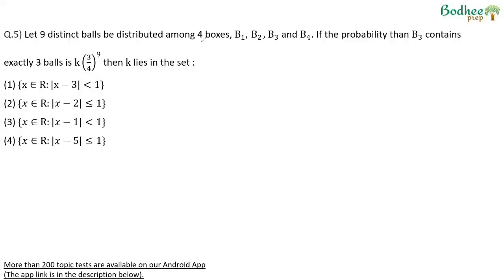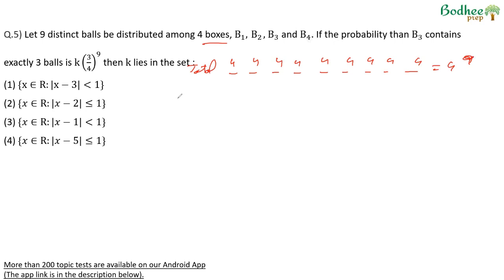9 distinct balls are distributed among 4 boxes. In how many ways can this be done? 1, 2, 3, 4, 5, 6, 7, 8, 9 balls are there, distinct. Now, total number of cases will be: each ball will have 4 options for boxes, and therefore a total of 4 raised to power 9 distributions are possible.